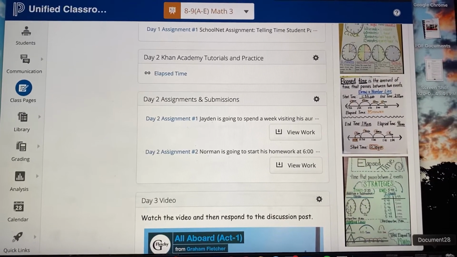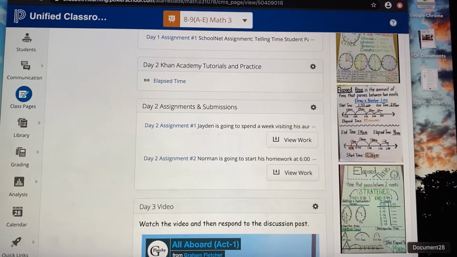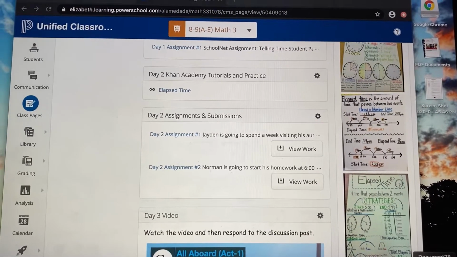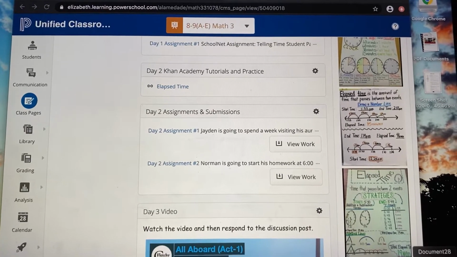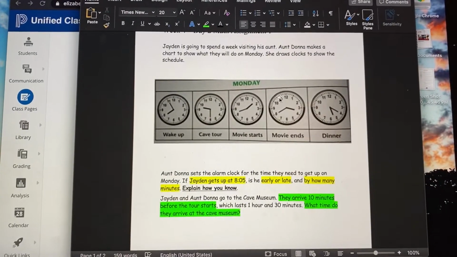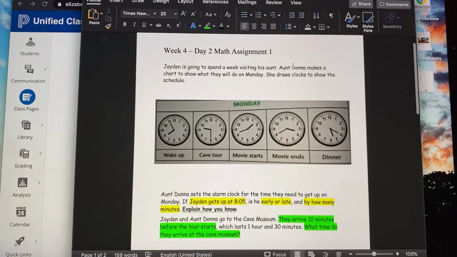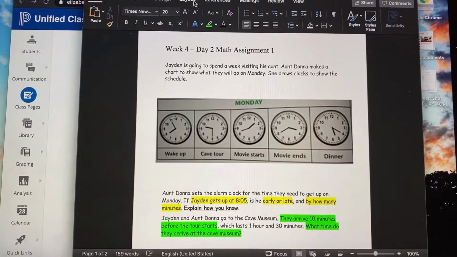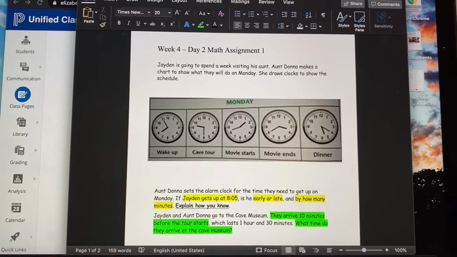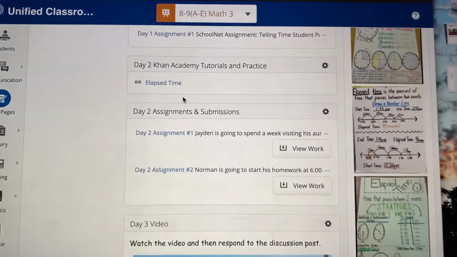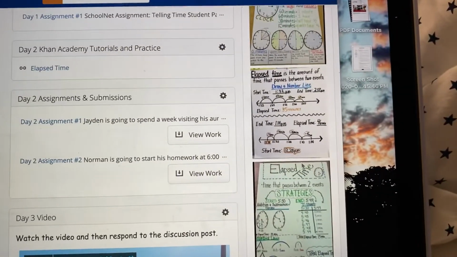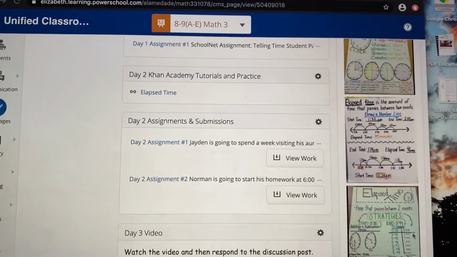I have them on a separate document, of course, as always, and Mrs. Almeida will send it to you through email, so make sure you ask your parents for those documents. I have the first assignment up here. Again, if you are still confused by the end of this, please ask questions, and use your resources. Use the videos that you have here and use the anchor charts. They are super, super helpful.